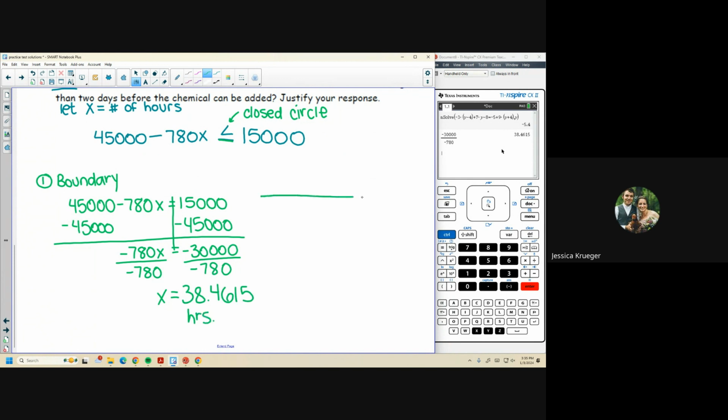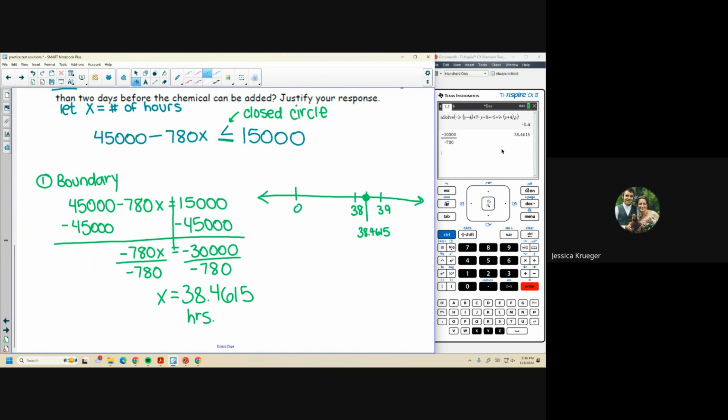So on my number line, here's 0. Let's say this is 38 hours. This is 39 hours. So right about here is going to be 38.4615. Right there is when there will be exactly 15,000 gallons in the pool.